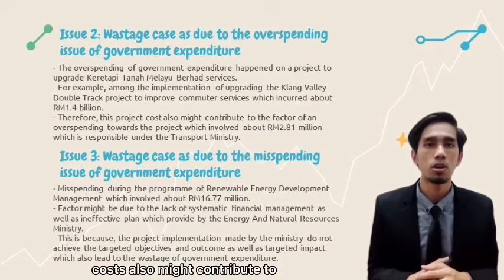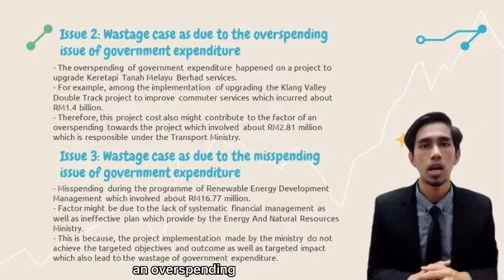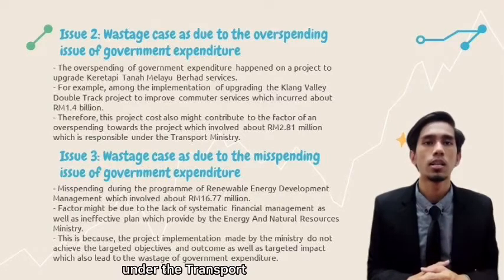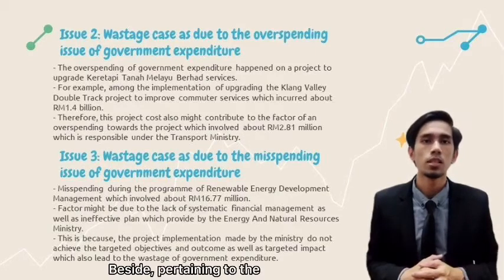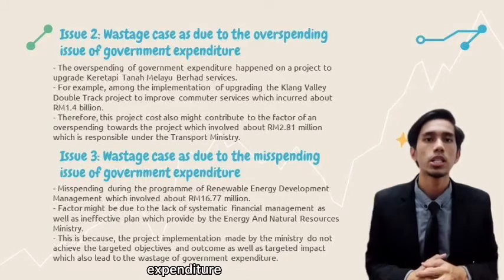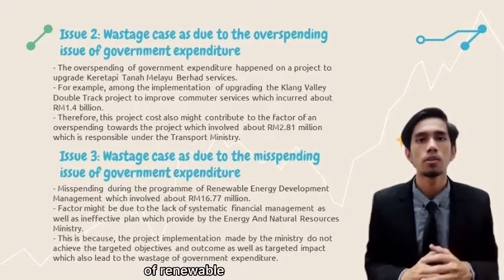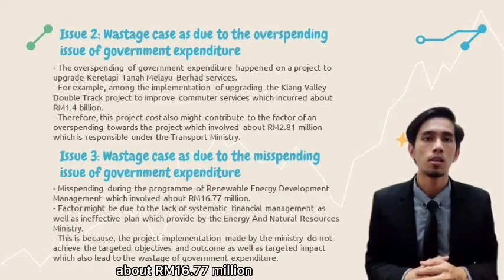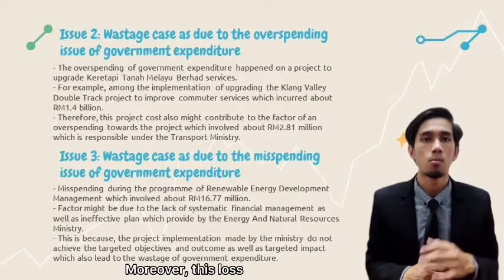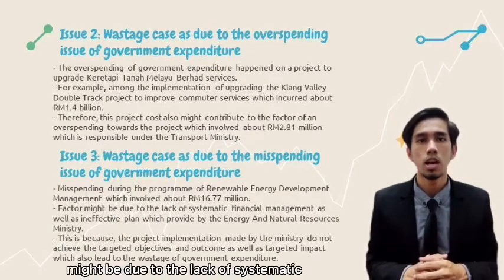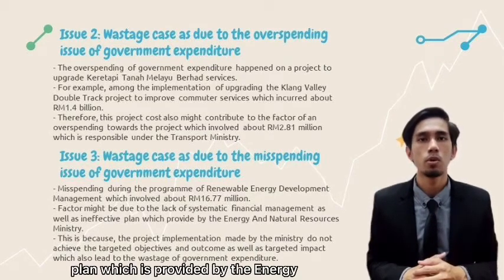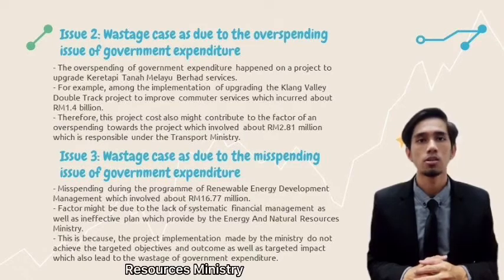Therefore, this project cost might also contribute to the factor of overspending on the project, which involved about 2.81 million ringgit, which is under the Transport Ministry. Besides, pertaining to the misspending of government expenditure, it happened during the Renewable Energy Development Management program, which involved about 16.77 million ringgit. Moreover, this loss might be due to the lack of systematic financial management, as well as an ineffective plan provided by the Energy and Natural Resources Ministry.